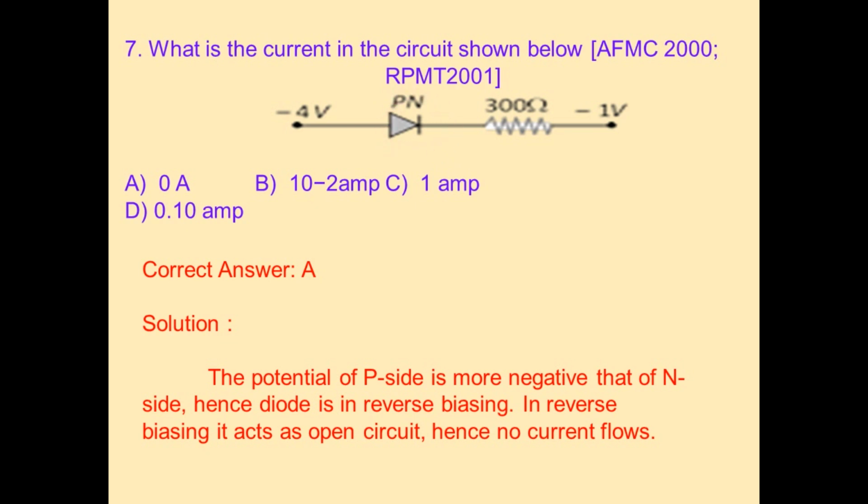If the diode is ideal diode in reverse bias condition, it offers infinity resistance. So, if it offers infinity resistance, no current flows in this circuit. So, the current passing through the circuit is 0 ampere.